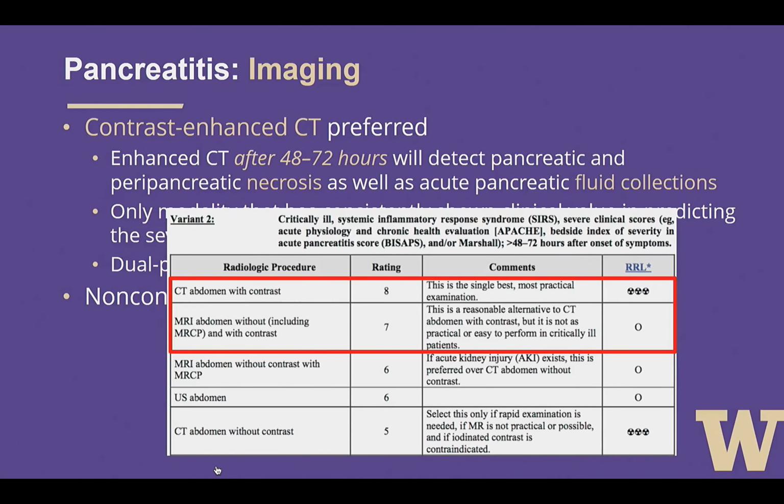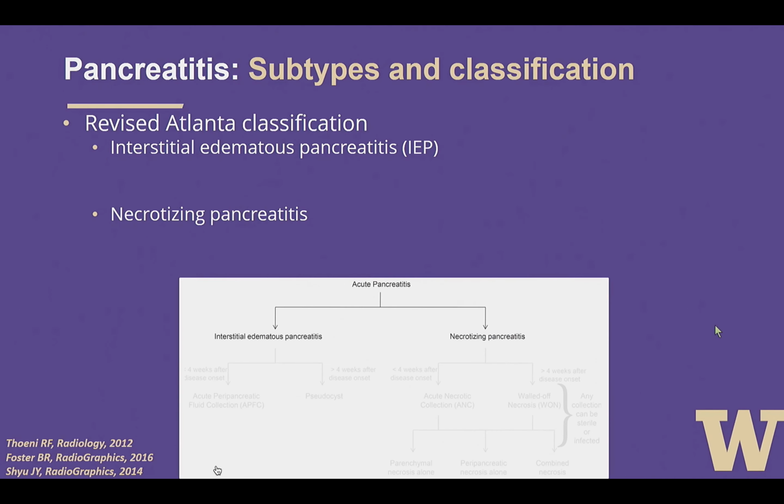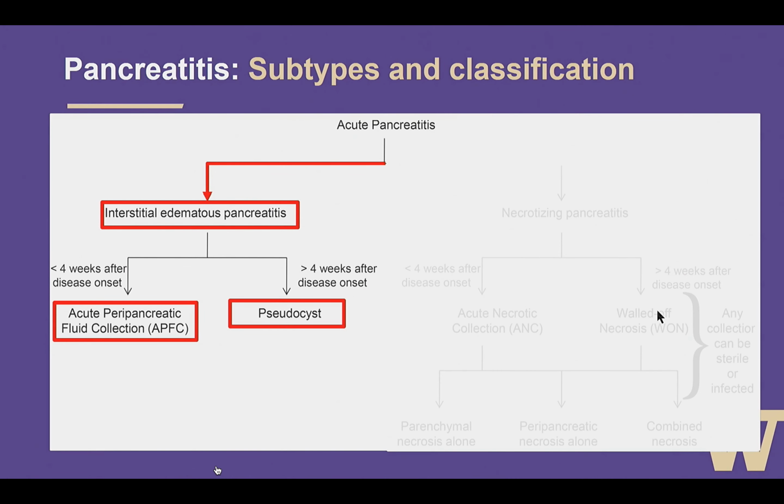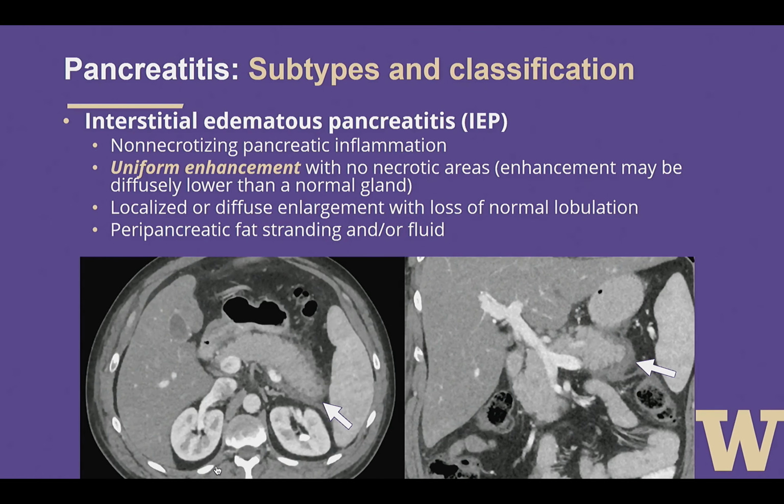You'll see here, again, ACR appropriateness criteria, in this case 48 to 72 hours after the onset of symptoms. Contrast CT narrowly edges MR with and without contrast, primarily because patients who are acutely ill in this setting have a harder time tolerating the MR. So now we'll talk about the subtypes and classification of acute pancreatitis, as I said, the revised Atlanta classification. The first major decision point on this flowchart is, when you have somebody with acute pancreatitis, is there evidence of necrosis or not? We'll divide this up into two halves, starting with interstitial edematous pancreatitis, and everything follows after you make that determination.